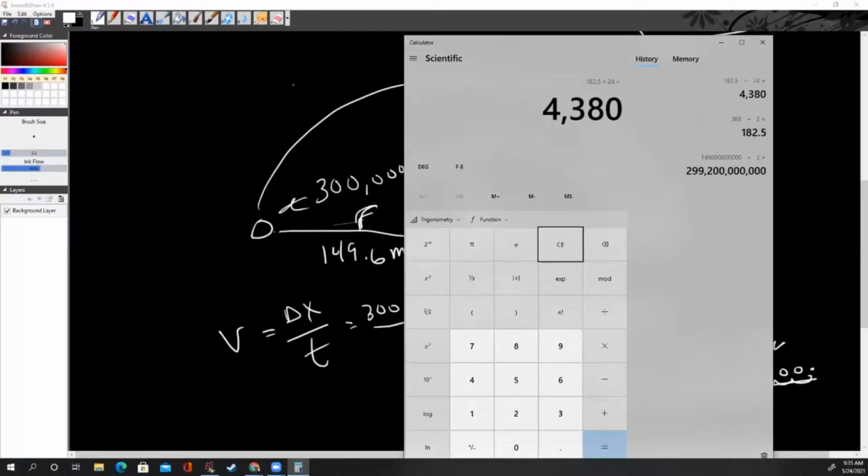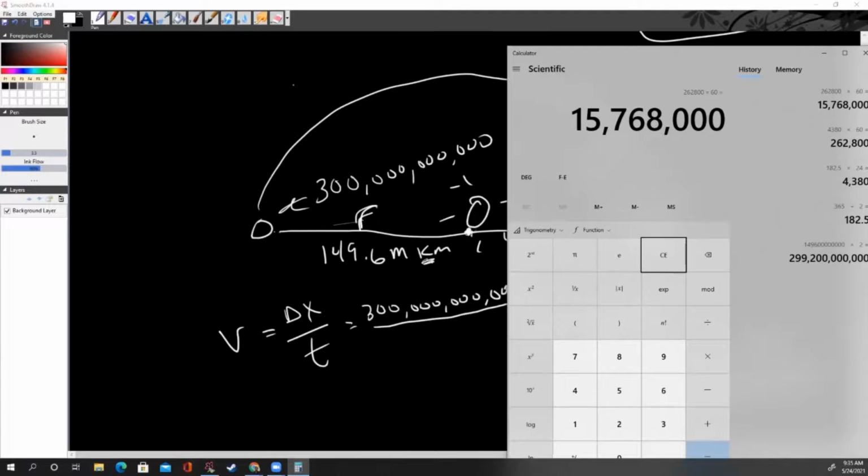It doesn't look like much, does it? And then times that by 60 minutes. That's how many minutes there are in half a year. And times that by 60 seconds. And then we get that many seconds in half a year. Not much, really. 15,768,000 seconds in half a year. So we can type that number there.